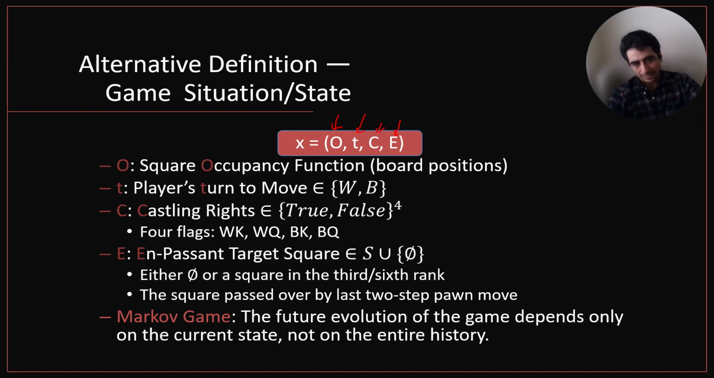It's either white or black. So we all know that the turns will be changing alternatively. So that's the turn. C would be the castling rights.